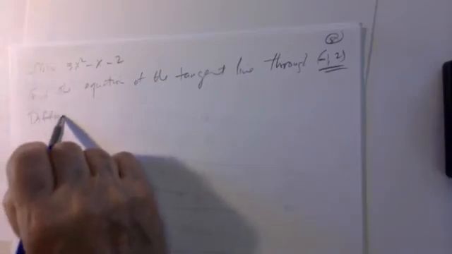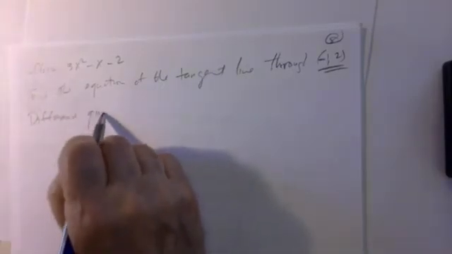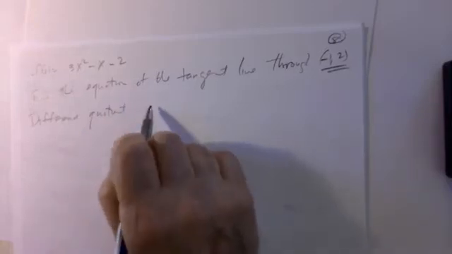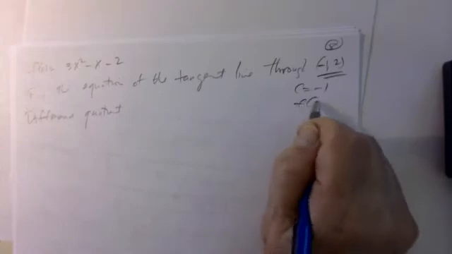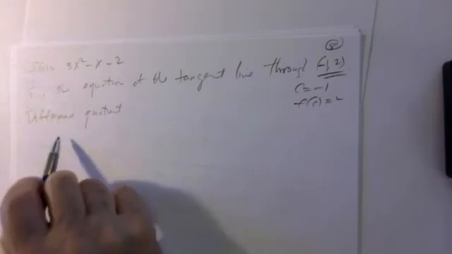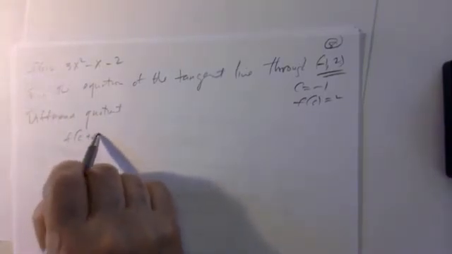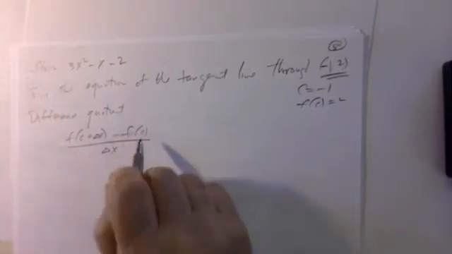Right? So this is a parabola that goes through this point. Find the equation of the tangent line. So the first thing to do is to compute the difference quotient. So c is equal to minus 1, and f of c is equal to 2. The difference quotient is f of c plus delta x minus f of c over delta x.